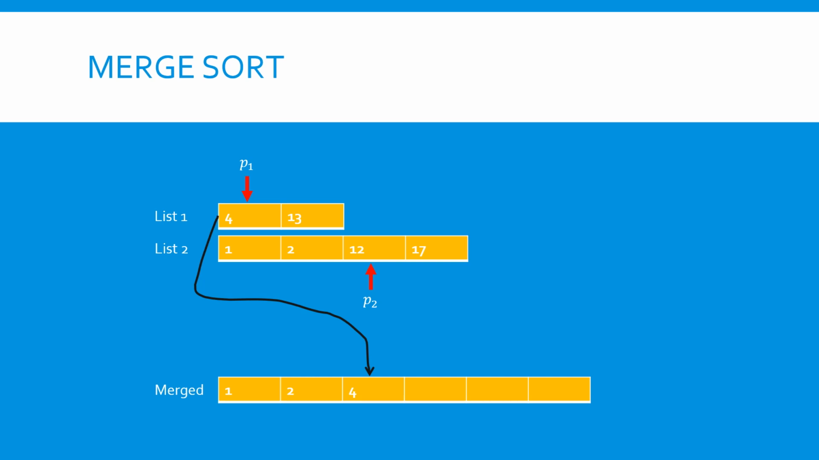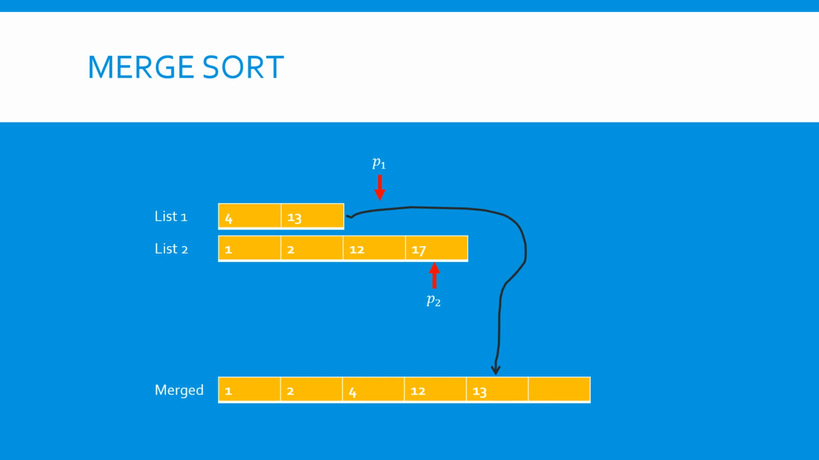Similarly, we continue the process and append 4 to the merged list. And we increase the pointer that was pointing at 4. We then append 12. We increase the corresponding pointer. We compare 13 and 17 and append 13 to the merged list. And we increase the pointer p1.